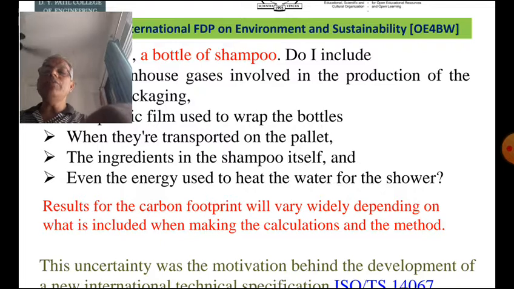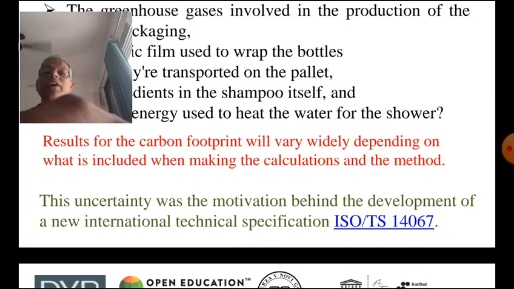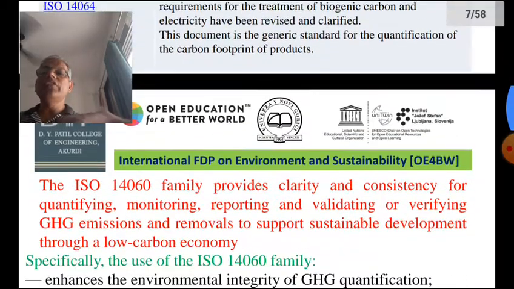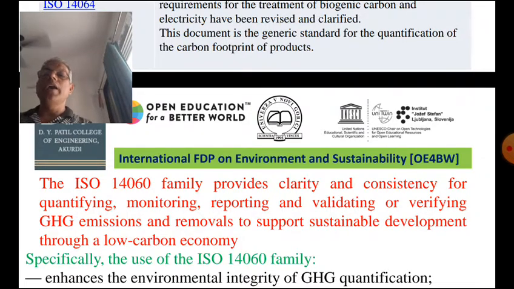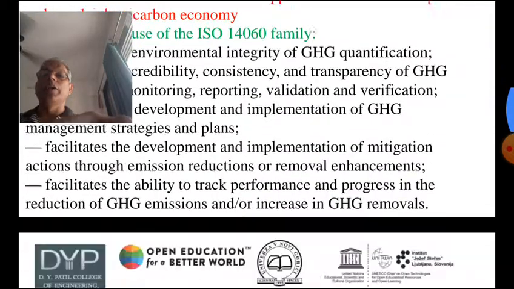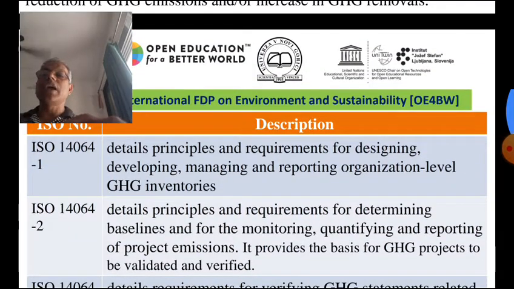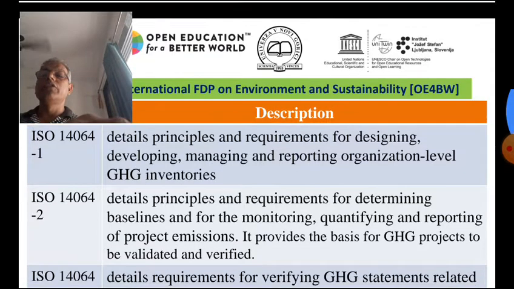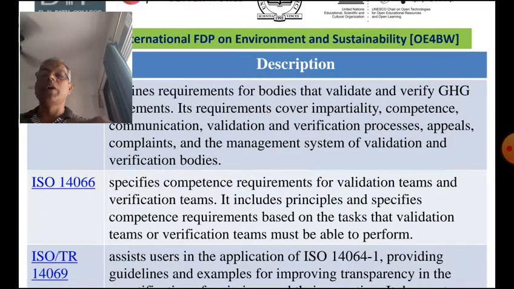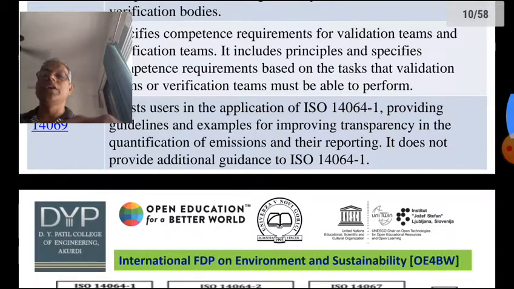So which factors we should consider or not is given by ISO 14067. This ISO 14060 is a complete family of standards which provides clarity and consistency for quantifying, monitoring, reporting and validating or verifying greenhouse gas emissions and removals to support sustainable development through a low carbon economy. So these are the different ISO standards of the 14060 family: 14064-1, 2 and 3. This gives the complete description. I will not go into much detail because we have to finish within 12 minutes.